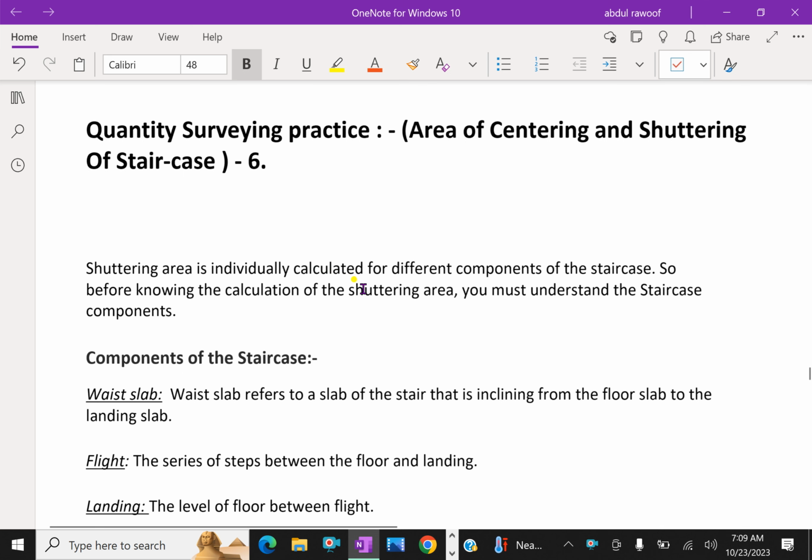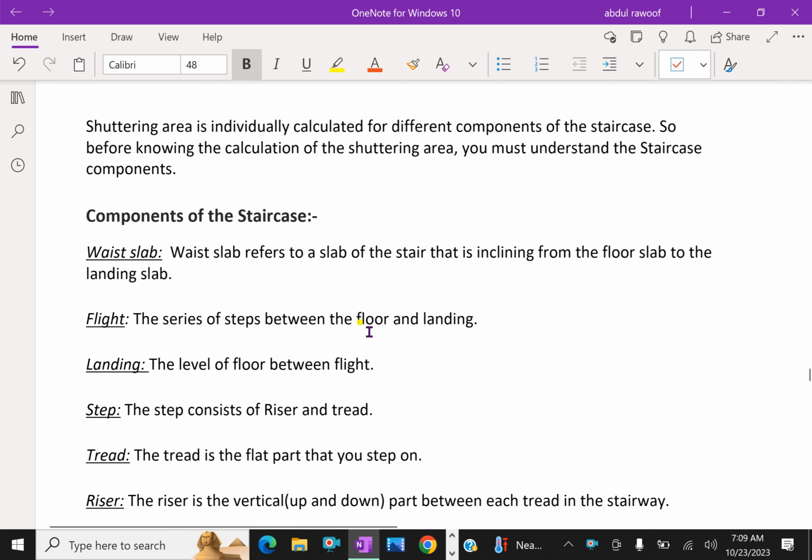In quantity survey practice, let us do area of centering and shuttering of staircase. First, we will discuss what a staircase is and its structure. Shuttering is individually calculated for different components of the staircase. So, before knowing the calculation of the shuttering area, you must understand the staircase components. What are the staircase components?